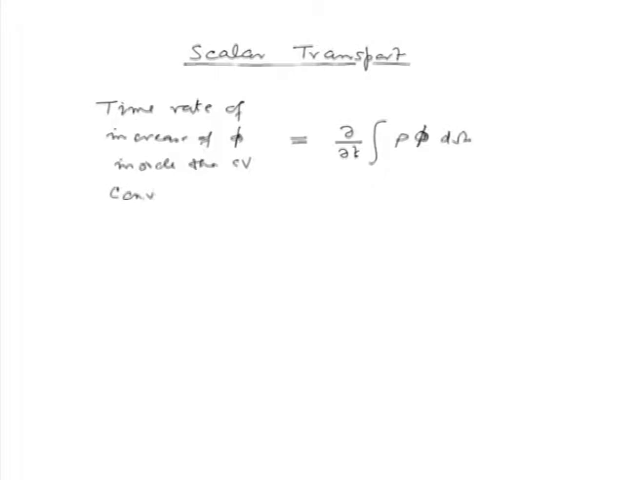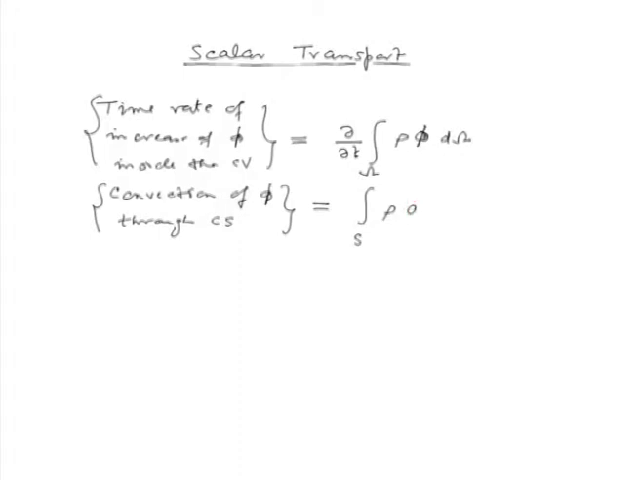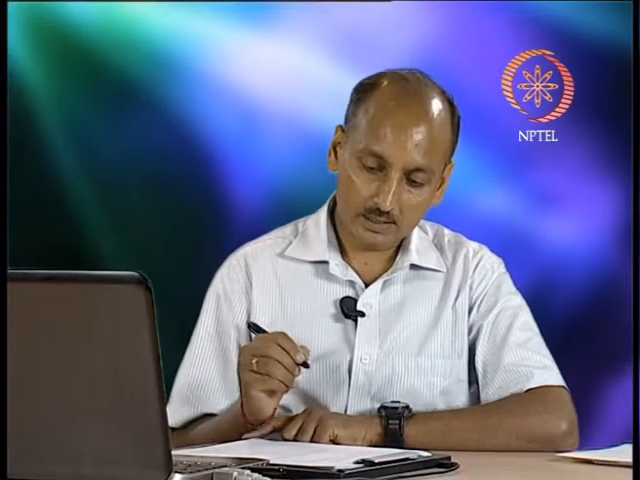and convection of phi through control surfaces would be given by a surface integral across our control surface, rho phi v dot dA. Next, let us talk about the terms which contribute to it, or the interactions from the sources and the transport of phi across the boundary.